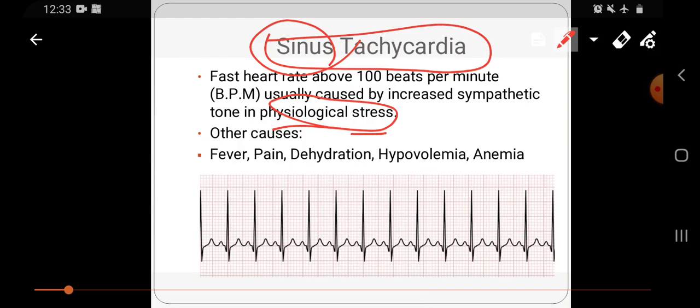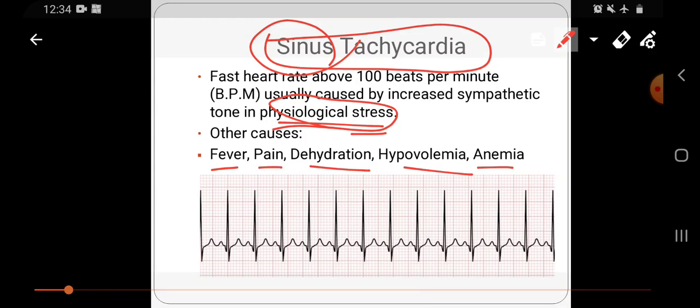Now, when we say physiological stress, it might be due to emotional stress or physical stress, like exercising, for example. The emotional, like being angry, being stressed, this will increase the sympathetic tone and will consequently increase the heart rate. Now, there are other causes for sinus tachycardia, including fever, pain, dehydration, hypovolemia, anemia. All of these conditions might increase the heart rate.